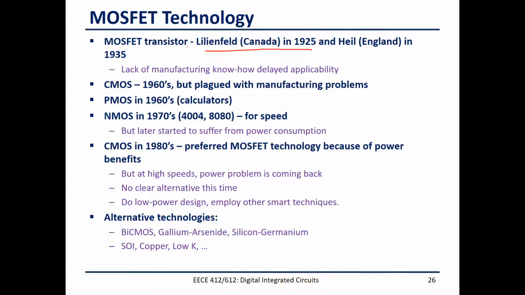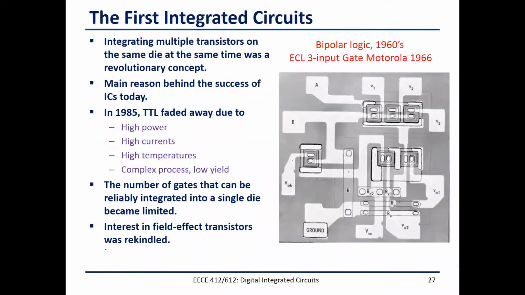Okay, so the NMOS and the PMOS, as we know them, came to life around the 70s, and then the CMOS technology became the preferred one because it is lower power than the BJTs that we saw in 311. And today there is an army of alternative technologies that people are working on to be able to produce bigger and more reliable chips. Great. So we're going to walk through the integrated circuits, how it started and where we are now.